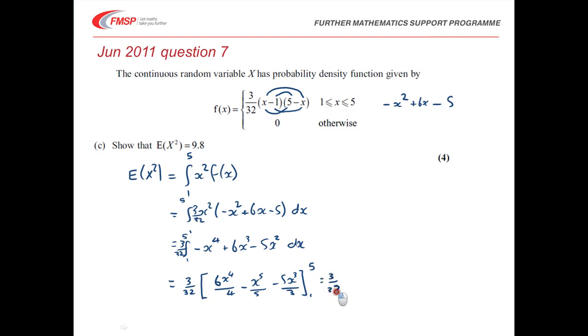So let's just do that really quickly. That's going to give me 6 times 5 to the power of 4 over 4 minus 5 to the 5 over 5 minus 5 lots of 5 cubed over 3. And then the same with 1. Sufficient use of brackets, so it's 6 over 4 minus 1/5 minus 5 over 3. By doing that, you've demonstrated sufficiently that you know what's going on, so that's going to give me 9.8 for that. Okay.